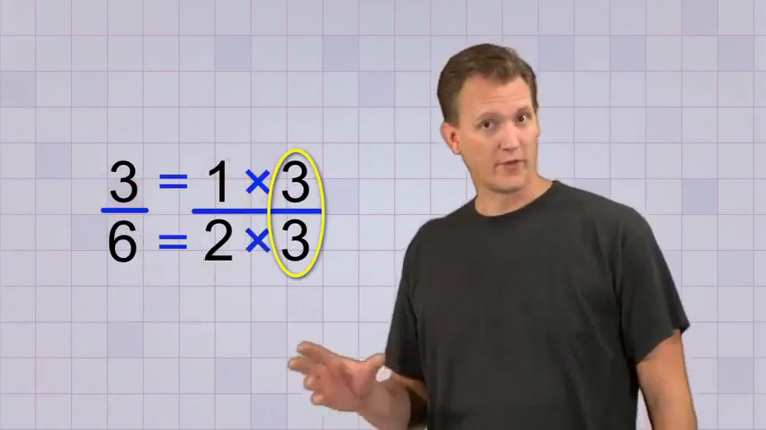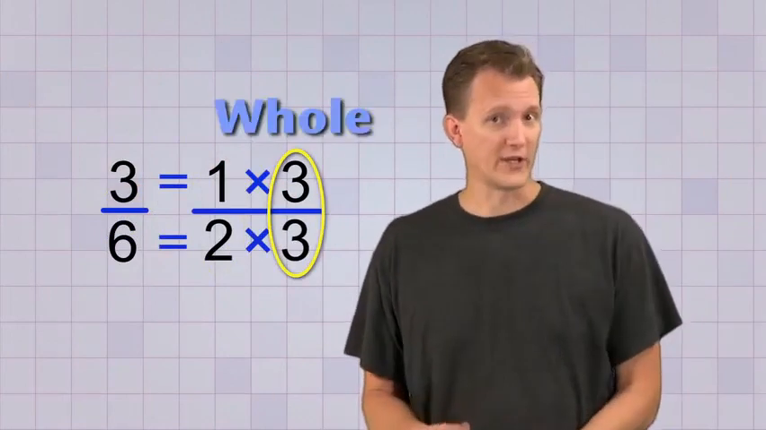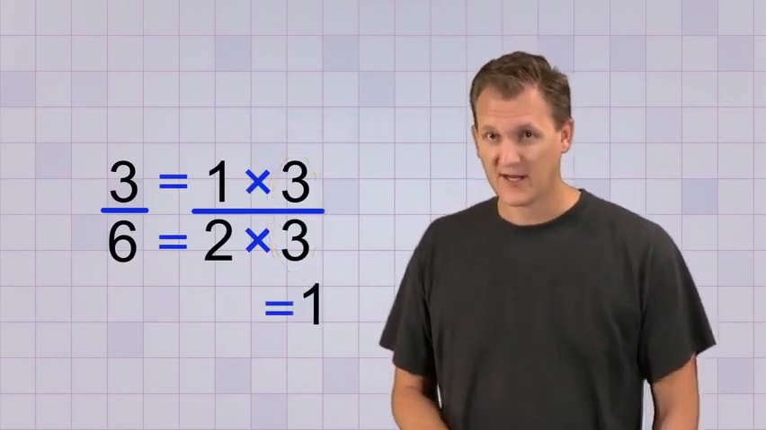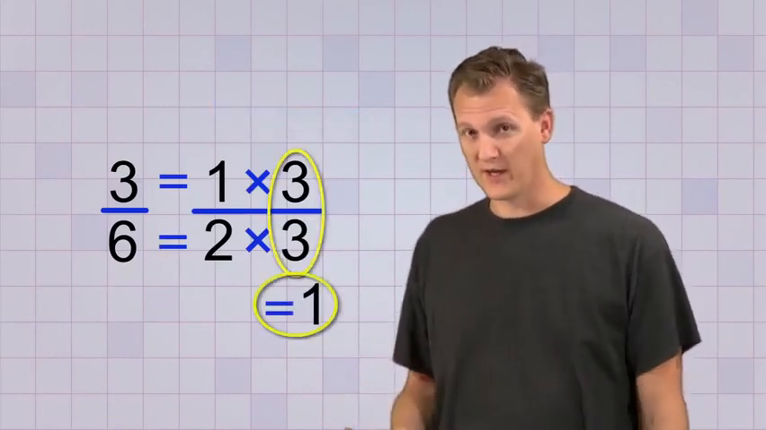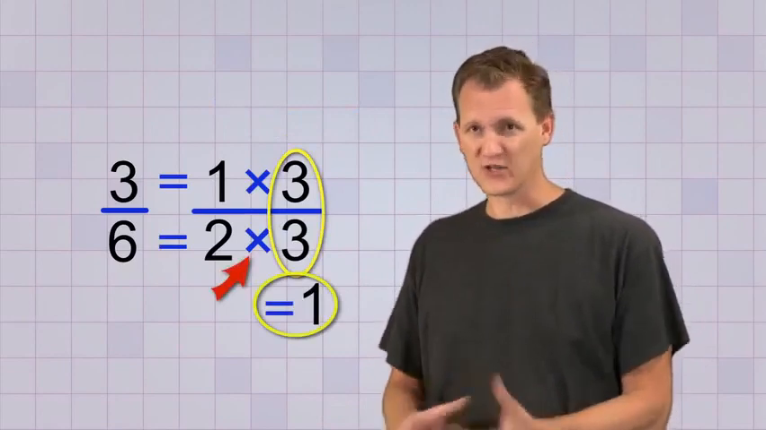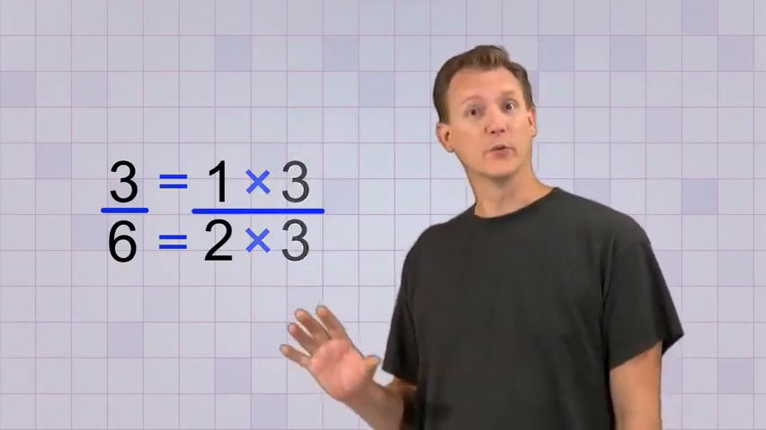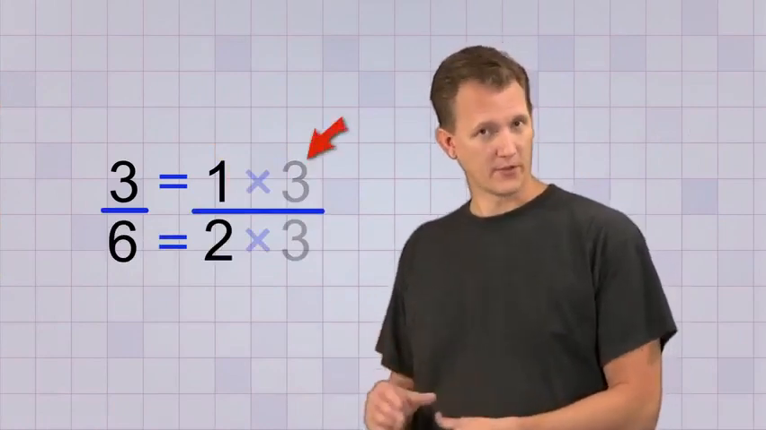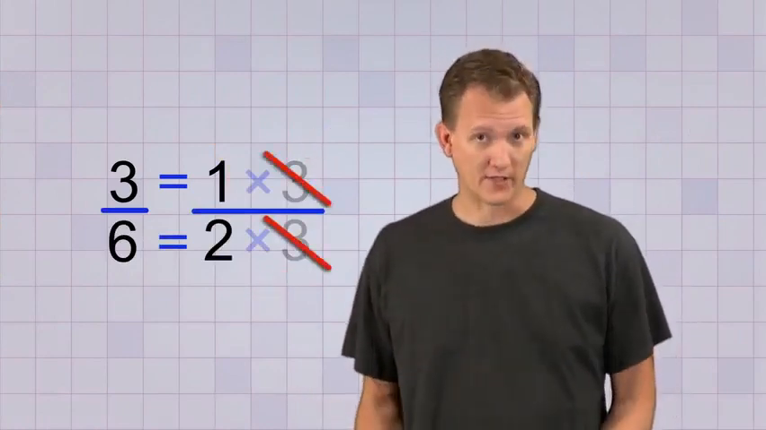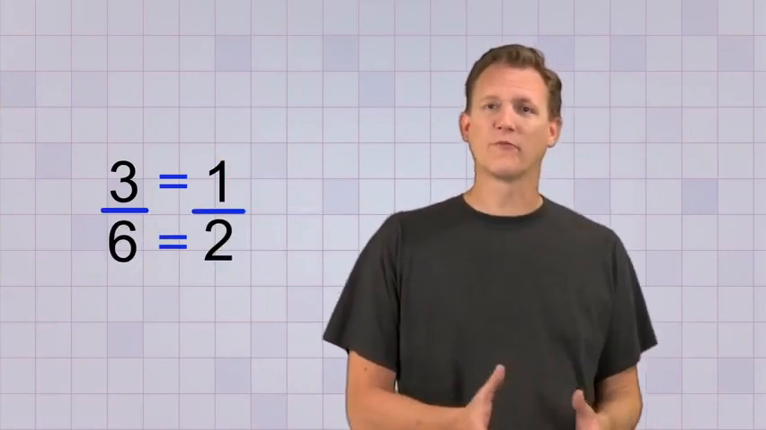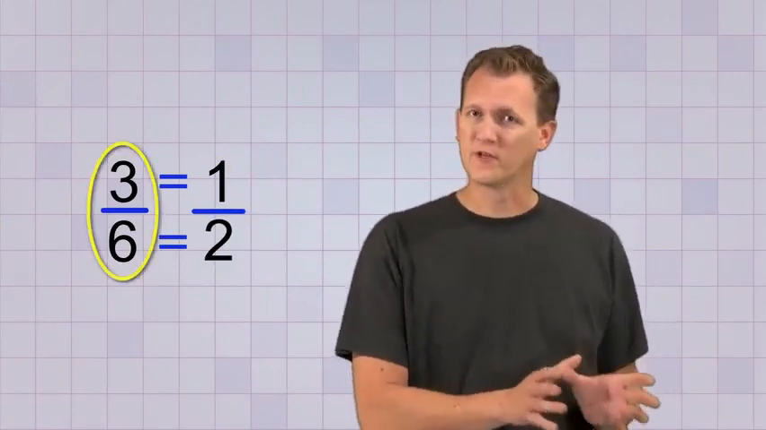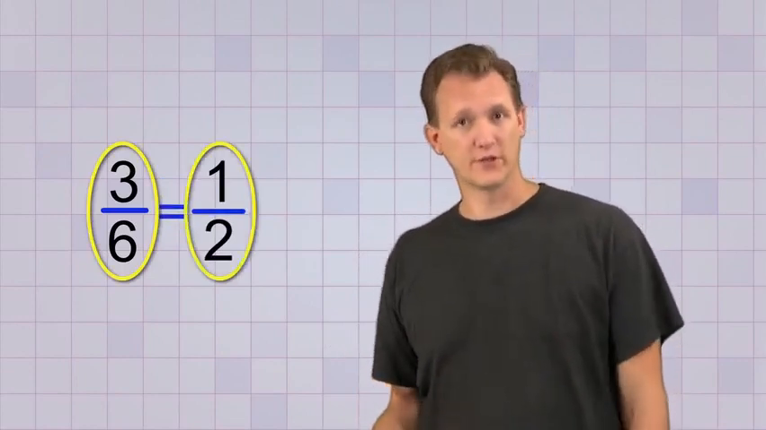Of course, 3 over 3 is what I like to call a whole fraction, since its value is equal to 1. Now here's the interesting part. Since 3 over 3 equals 1, and multiplying by 1 has no effect on a number, we can just get rid of that 3 over 3. Basically, the 3 on the top and the 3 on the bottom cancel each other out. And once they're gone, we're left with the fraction 1 over 2. So that means that the fraction 3 over 6 simplifies to 1 over 2.